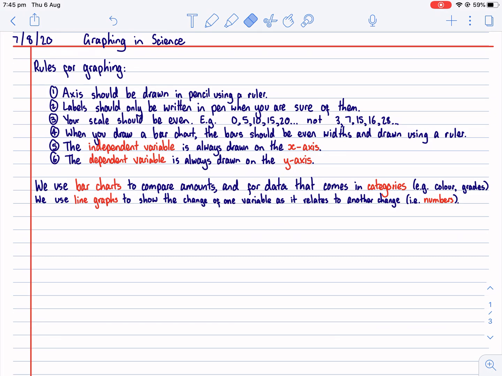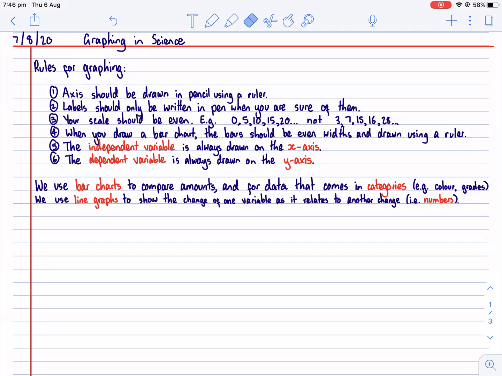Secondly, labels should only be written in pen when you're sure of them. So, for example, you might be using a ruler to go along, and you might be going 1, 2, 3, 4, 5, 6, and then 9, 10, and then realise that you're going to run out of space. So I always suggest doing these in pencil first. I know in maths I always like you to use pen, but here when we're doing graphs I'd like you to start off in pencil first. The number of times I've had to restart a graph because I didn't realise one of my variables would go as high as it ended up doing.